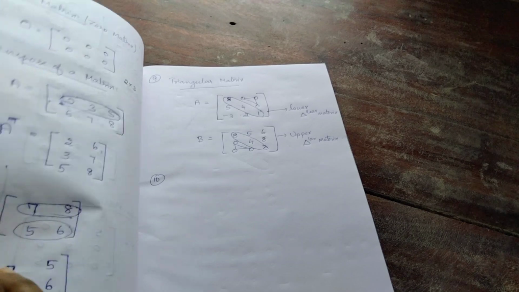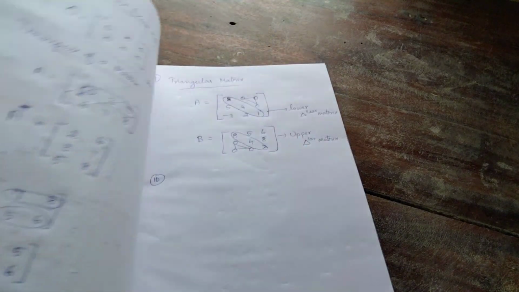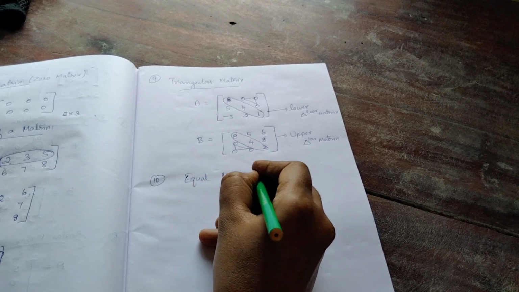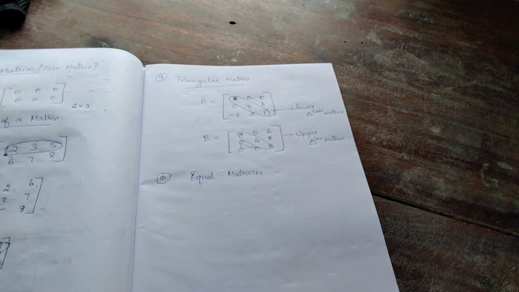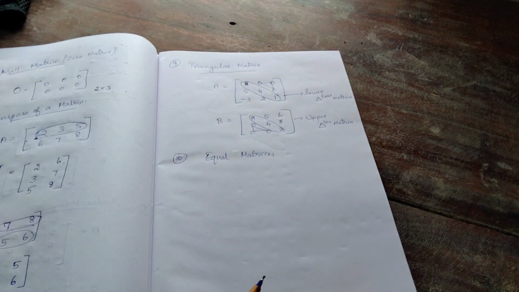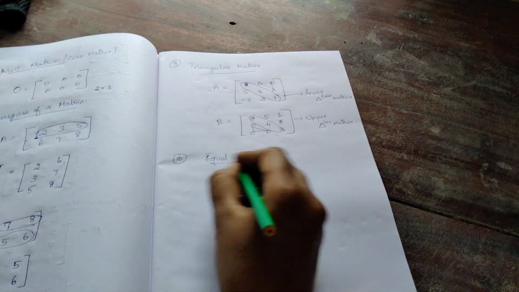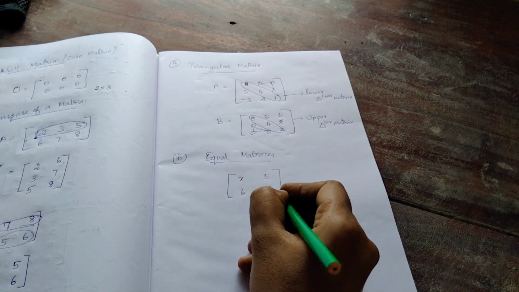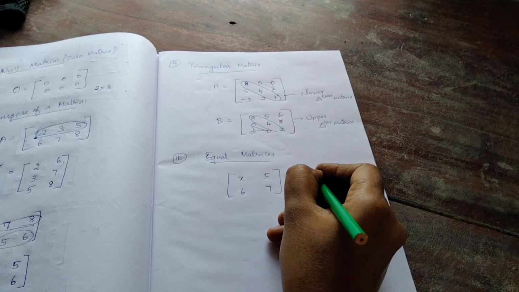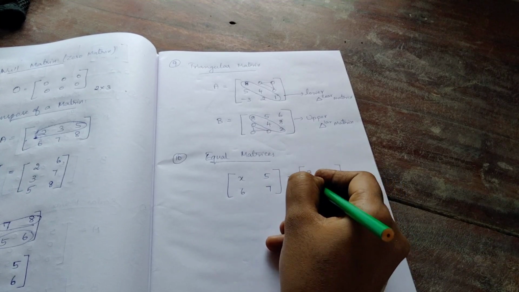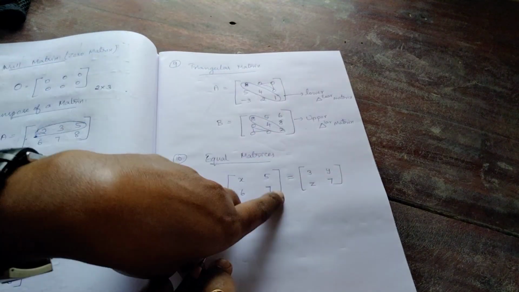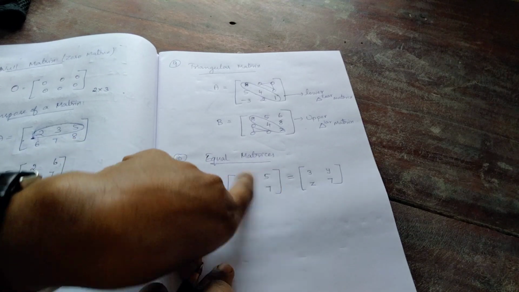What is the next matrix? Equal matrices. What's the meaning of equal matrices? Two matrices are said to be equal if each of their elements is equal. That means if A is equal to B, suppose I write the matrix x, 5, 6, 7 equal to 3, y, z, 7. These two matrices are equal because of the equal to sign. So all the entries are equal.